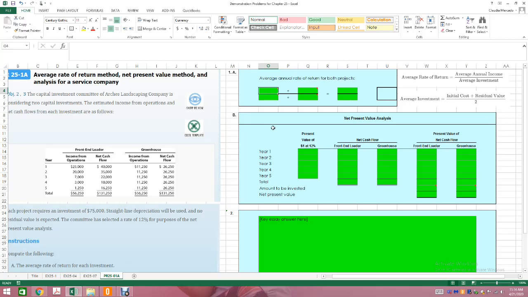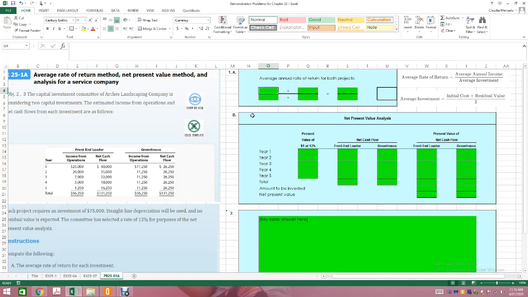Let's look at our income for the loader: it is $56,250. My income from the greenhouse is $56,250. So I only have to do one calculation because my income is the same for both. And both of these projects are going to be good for 5 years. It's the same amount of time, and the income for both projects is the same, so it doesn't matter what number I pick: 56,250, 56,250.